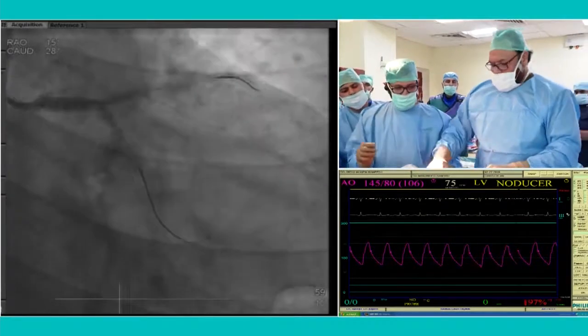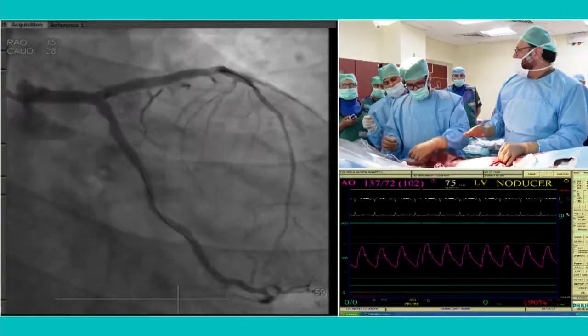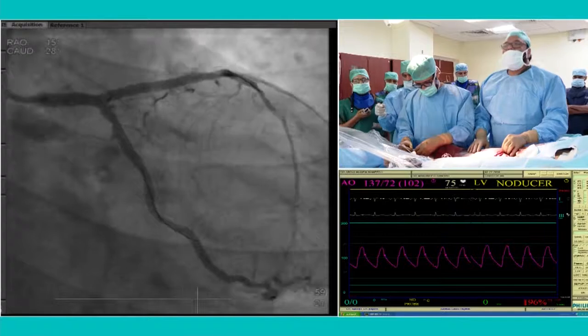So this is on the circumflex wire or on the LAD wire? LAD wire. Yeah. So any comments on that?